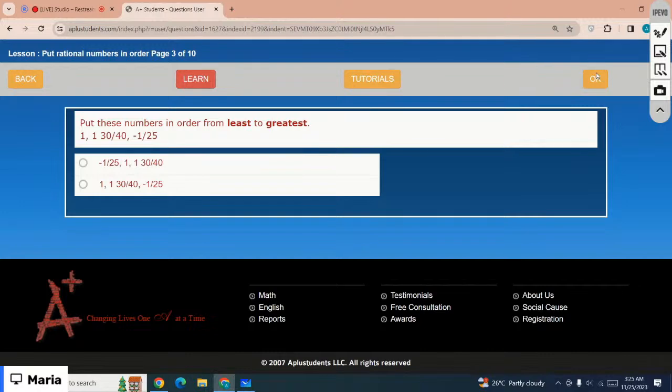Okay, put these numbers in order from least to greatest. So which is the correct option? Least one would be the negative one, right? So that is negative 1 over 25. Then you have 1 and the greatest one would be 1 whole 30 over 40. So option number, yes, it is option number 1 is the correct option.